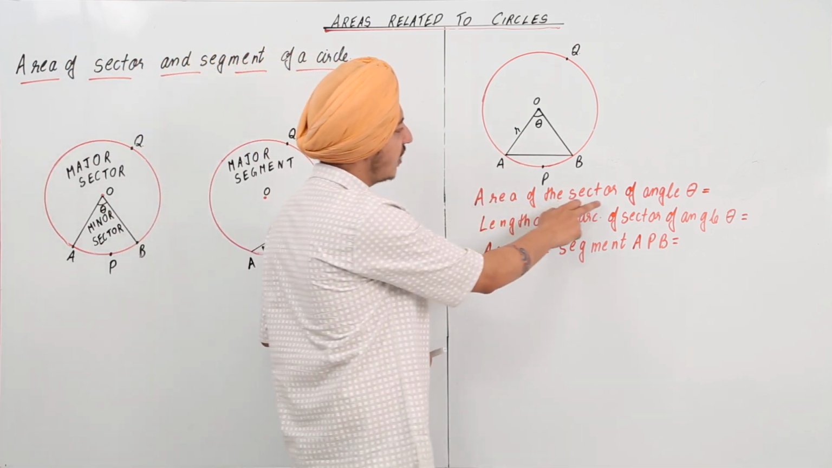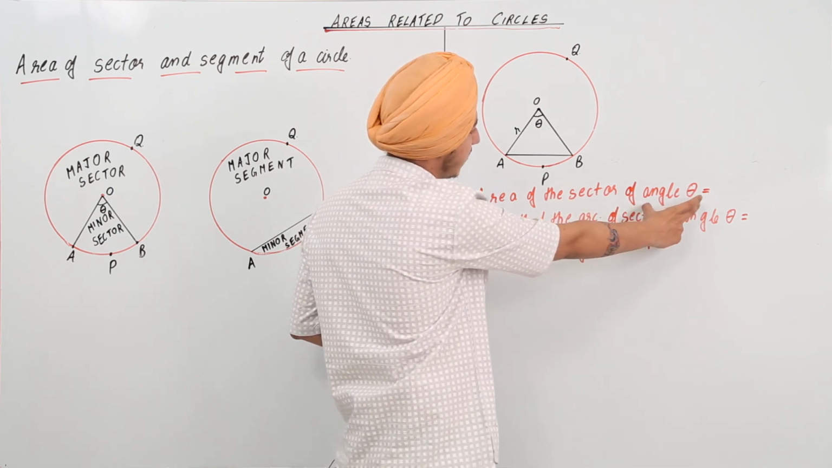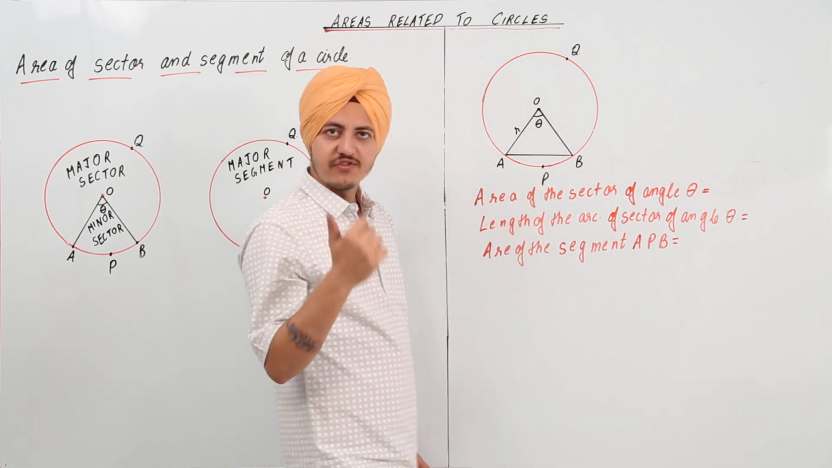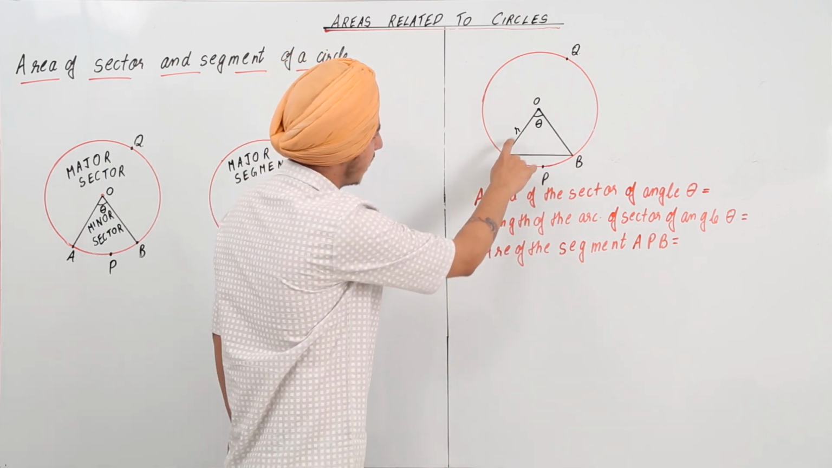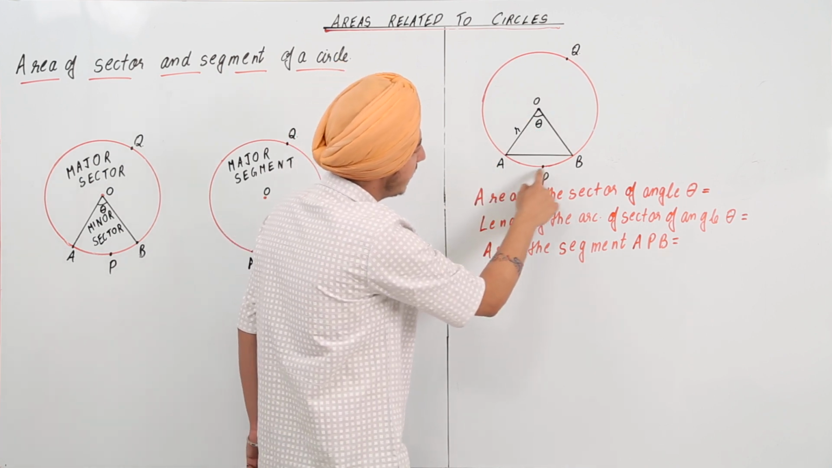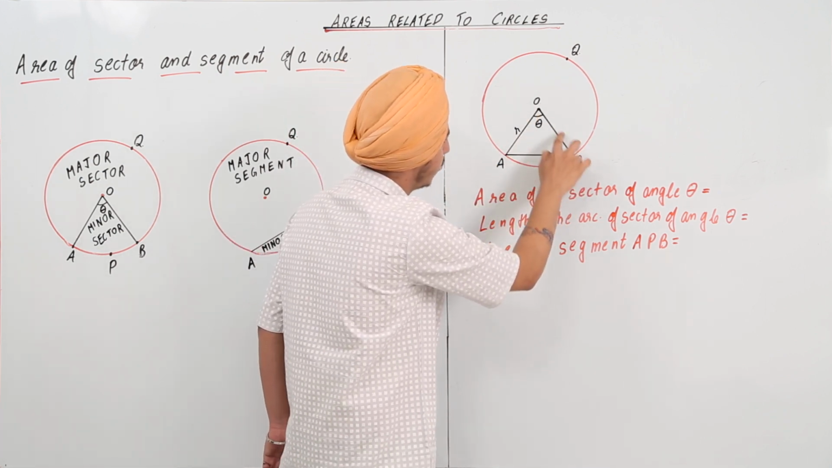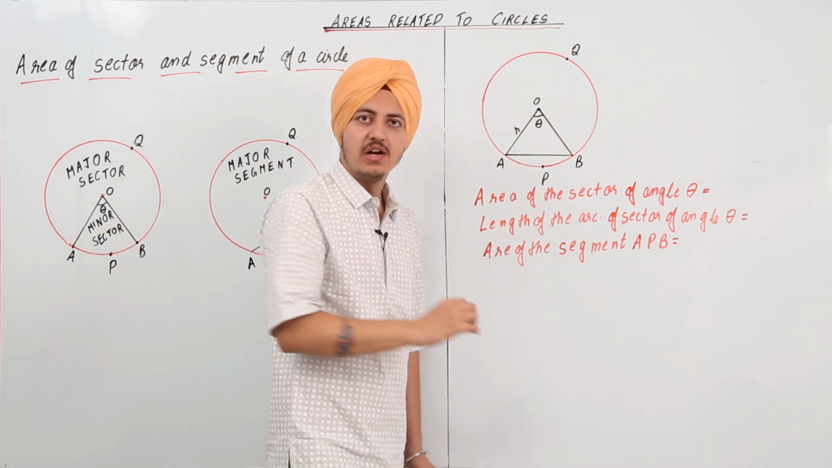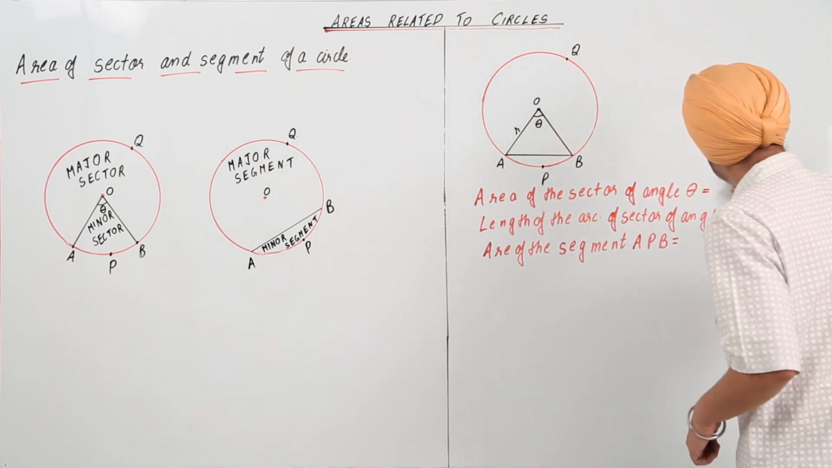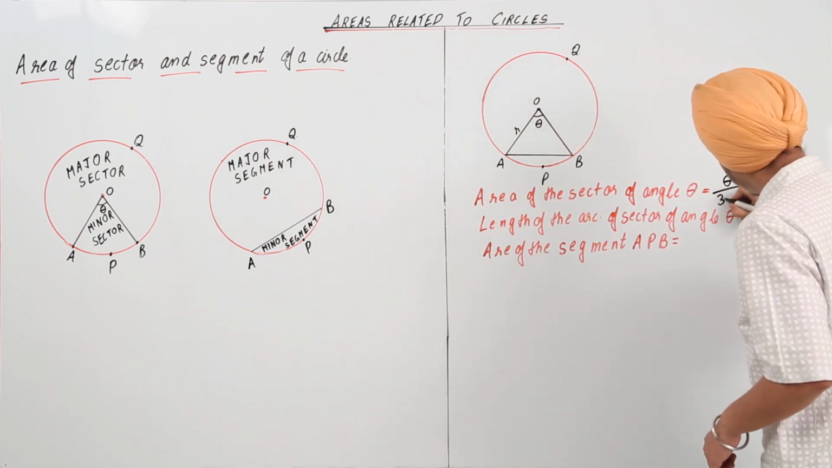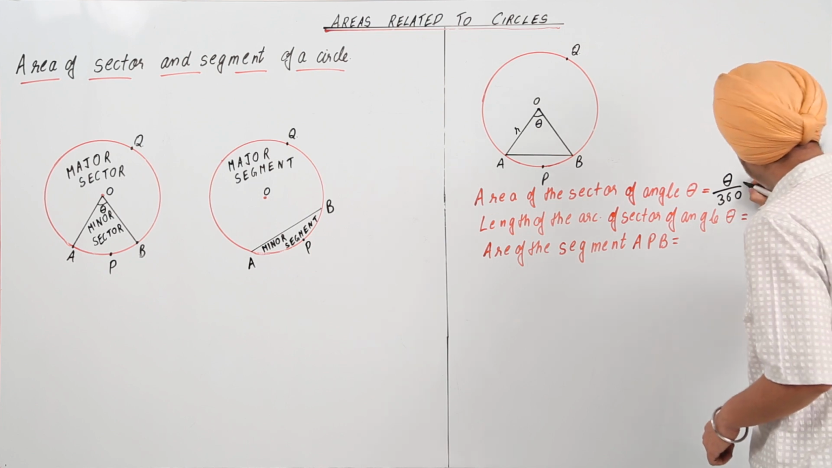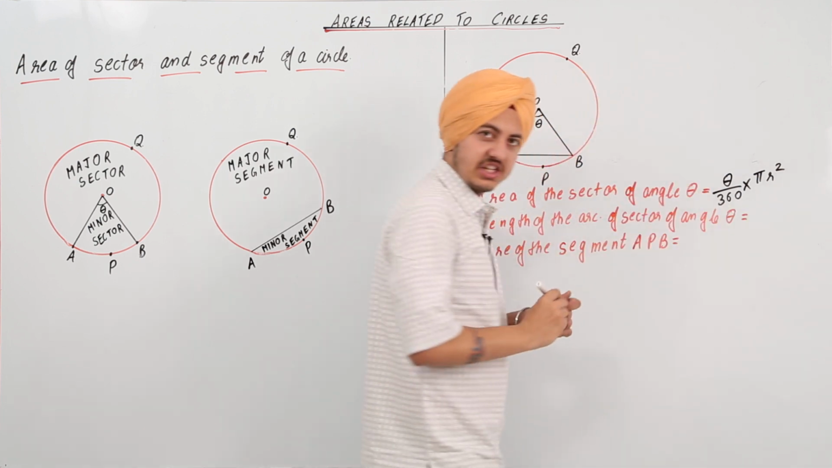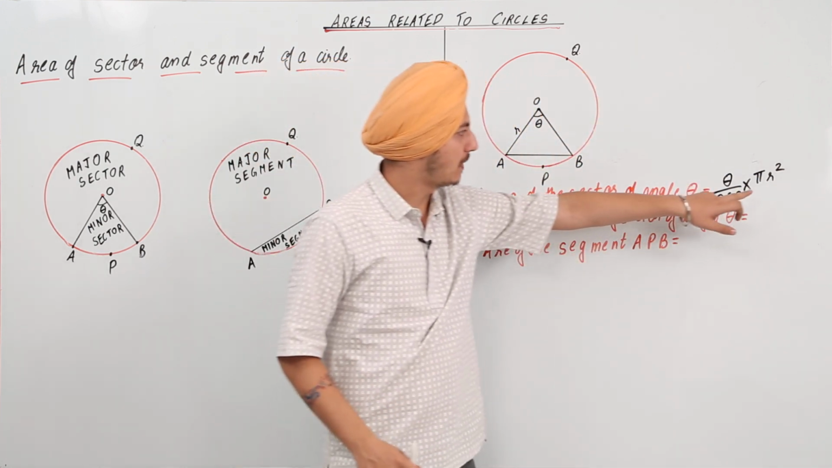So if the angle of the sector is theta, then the area of the sector, first of all, you know what the sector is, right? It is starting from OAPB. This whole area, including the arc, is the sector. We know that. What is the area? It is equal to theta upon 360 into pi r square.